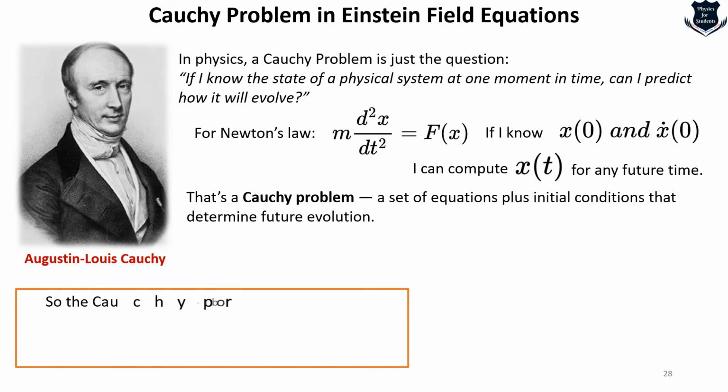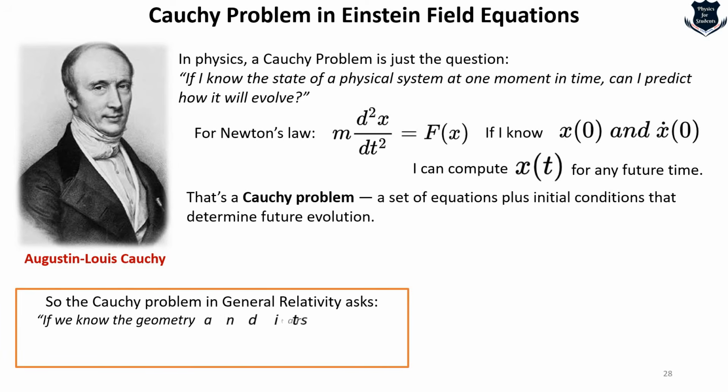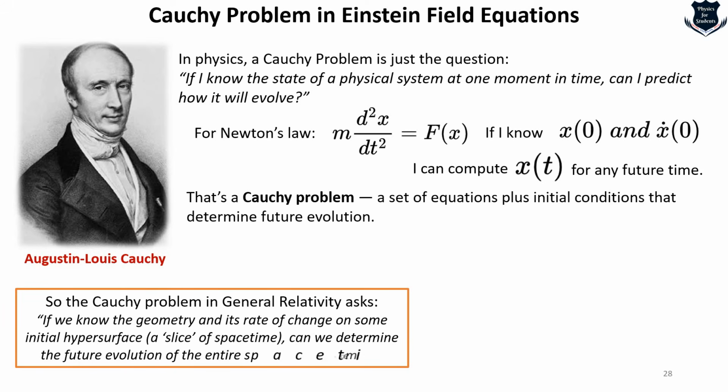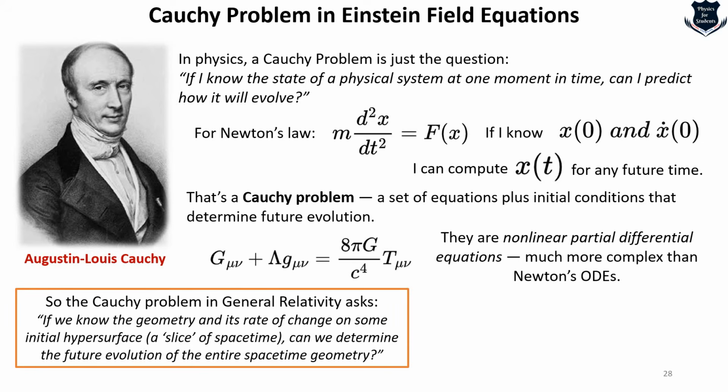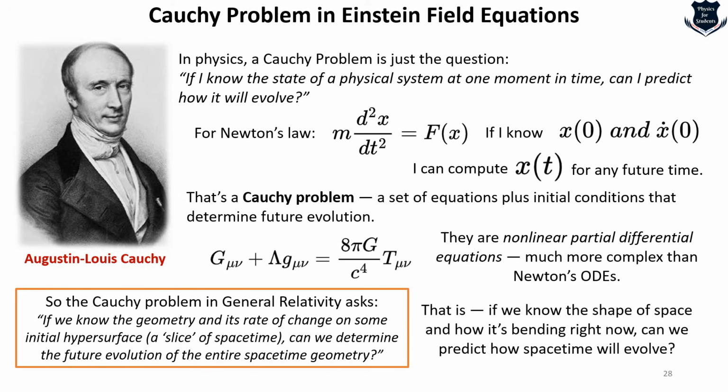But the problem starts in the general theory of relativity, where things become a little more complex. It asks this: if we know the geometry and its rate of change in time on an initial hypersurface, that is, one slice of space-time, can we determine the future evolution of the entire system? Because these equations are much more complicated. It is not as simple as Newton's ODEs. So if we know the shape of space and how it is bending right now, can we predict how space-time will evolve? That is called the Cauchy problem for the Einstein field equations.